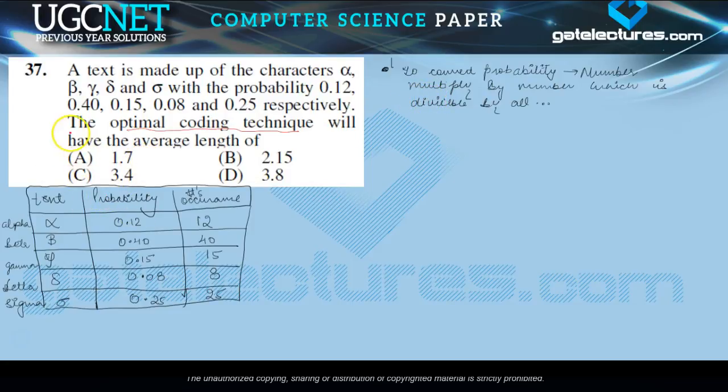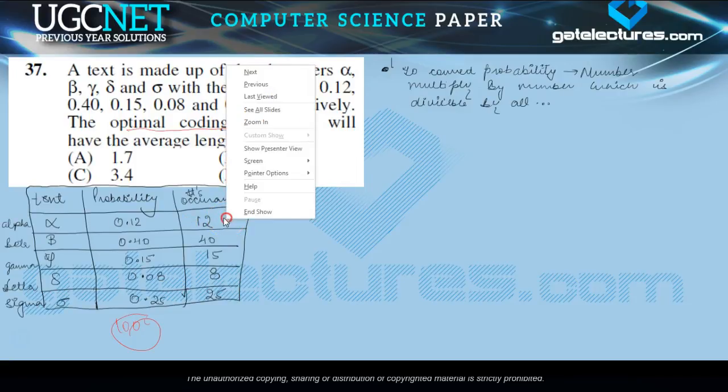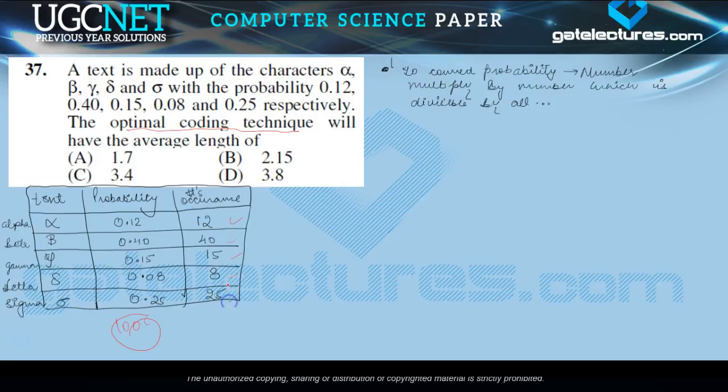So first you make one table. In this table text is written, probability is written, and number of recurrence is not given, they gave it in probability. So first we have to convert this probability into number, and to convert it we have to multiply it with a particular number which makes all of them whole, so I have used 100. So we get 12, 40, 15, 8, and 25. In the question it is given to use optimal coding technique. So I'm using the shortest method and it saves a lot of time in exams.